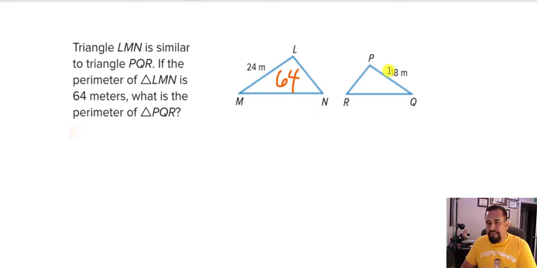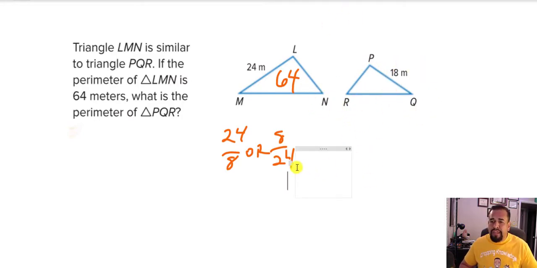Our scale factor is going to be 24 over 8. And now I can use 24 over 8. That's not a problem. Or excuse me, let's say 24 over 8 or 8 over 24. I can use these scale factors, right? In this case, I'm going to find the perimeter of the small one. So I need the small scale factor.